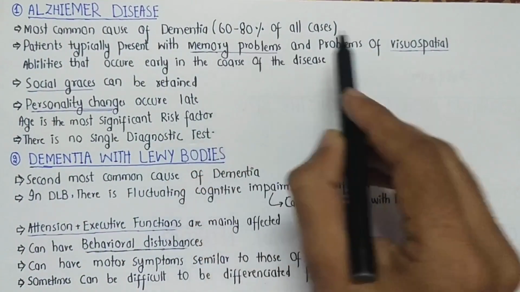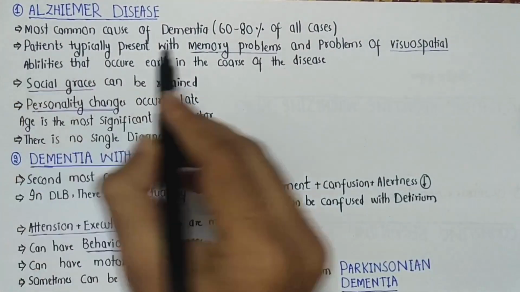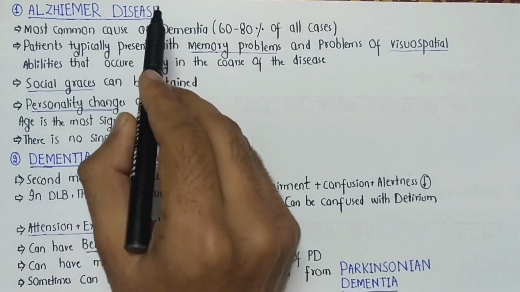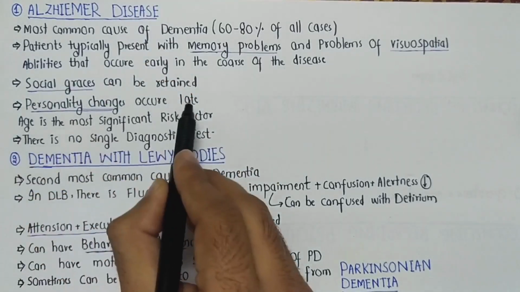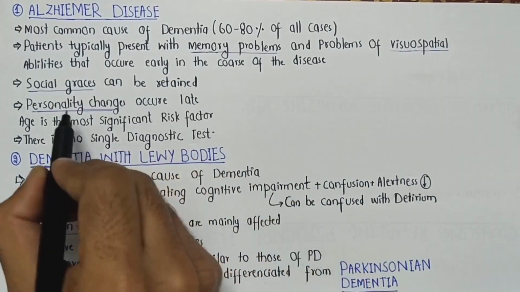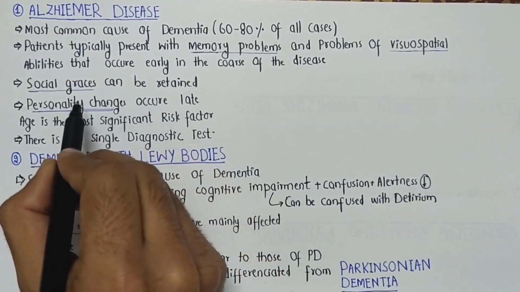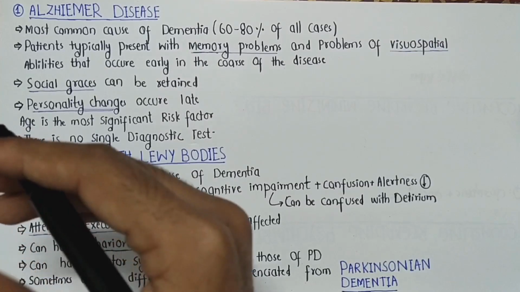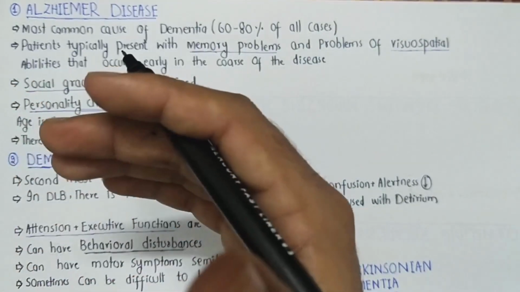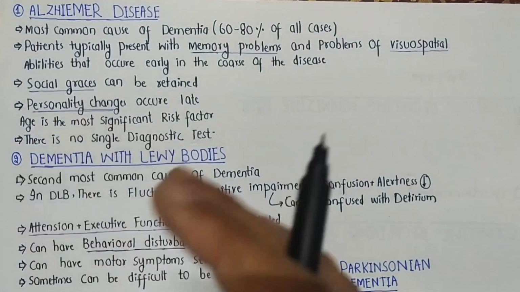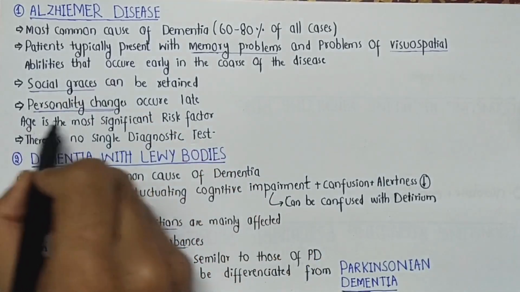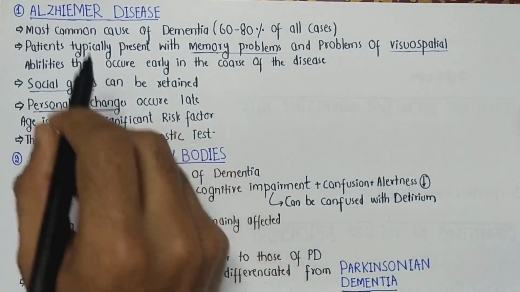So memory problems and visual spatial ability are the two domains of cognition that are typically affected early in the course of Alzheimer's disease. The personality changes occur late in the course of the disease. This is in contrast to frontotemporal dementias like Pick disease, where personality changes are typical and occur early. In Alzheimer's disease, the social graces, like interaction with the people around you and with society, are retained. There are several risk factors for Alzheimer's disease, in which age is the most significant one. So age is the most significant risk factor for Alzheimer's disease.